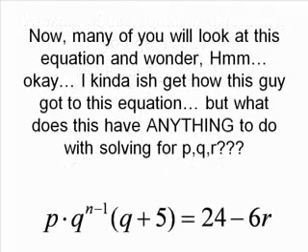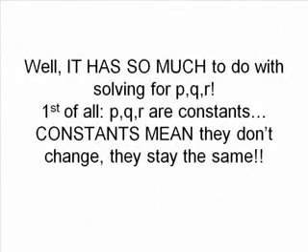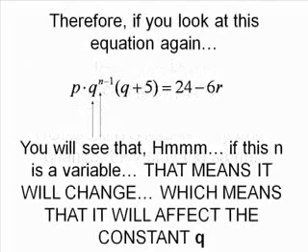Now, many of you will look at this equation and wonder, why does all this have anything to do with solving for the variables p, q, and r? Well, it has so much to do with solving for p, q, and r. As I have repeatedly stated, constants do not change. They will always remain the same. Therefore, if you look at this equation again, you will see that exponent n is a variable. That means it will change, resulting in a change in the letter q as well.